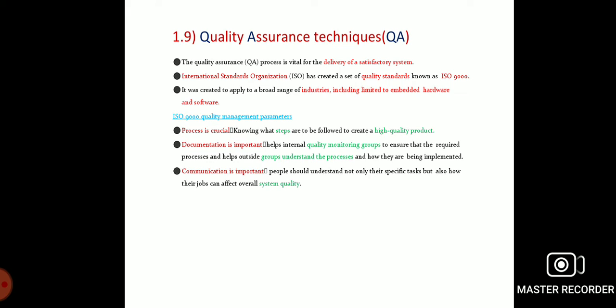The first one is that process is crucial. It is knowing what steps are followed to create a high quality product, and the documentation is important. That helps the internal quality monitoring group to ensure the required process, and helps those outside the group understand the process and how it is being implemented.